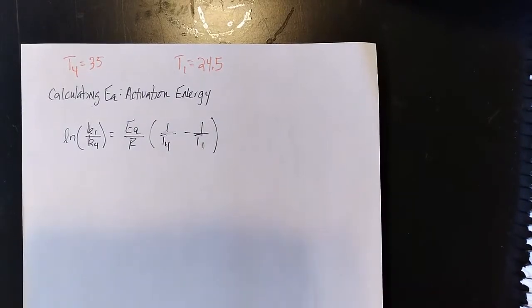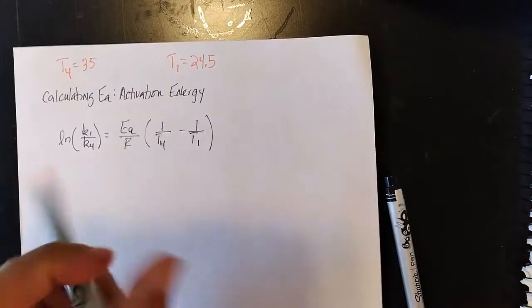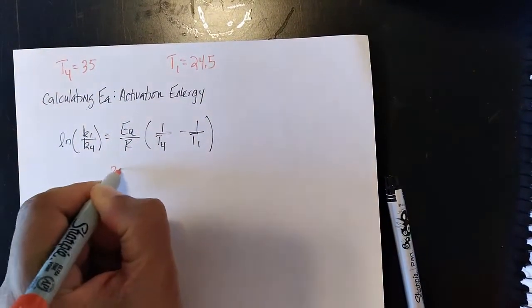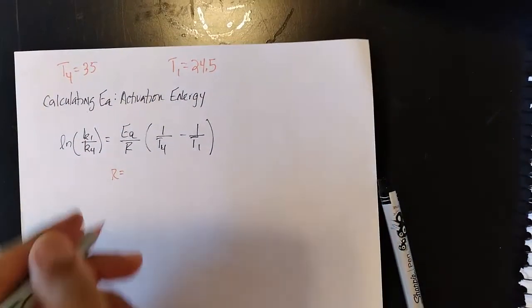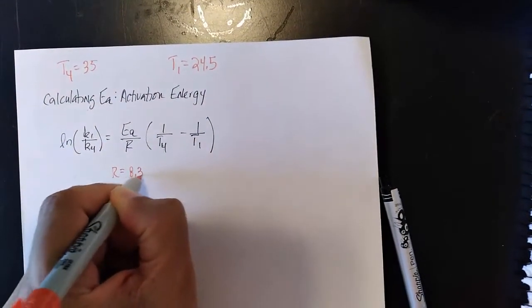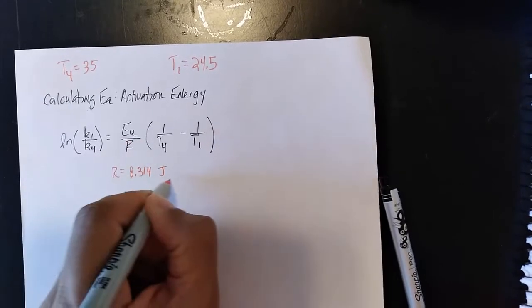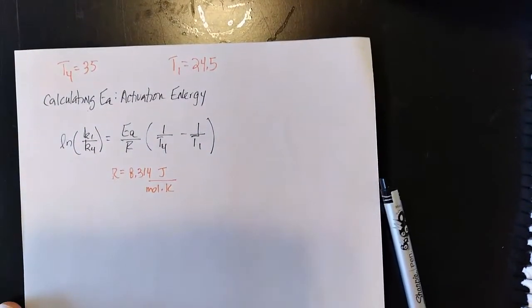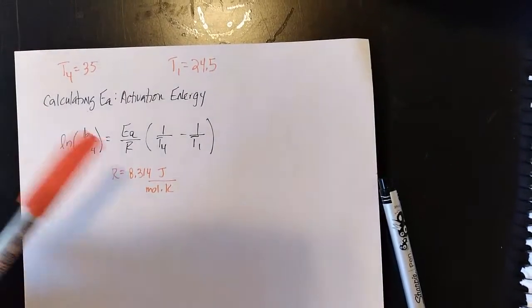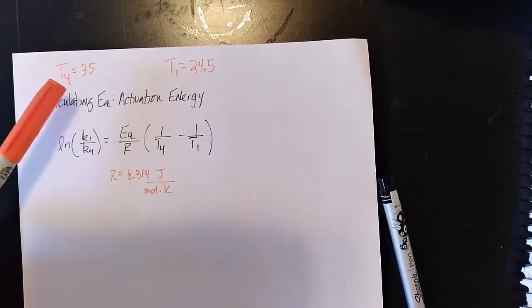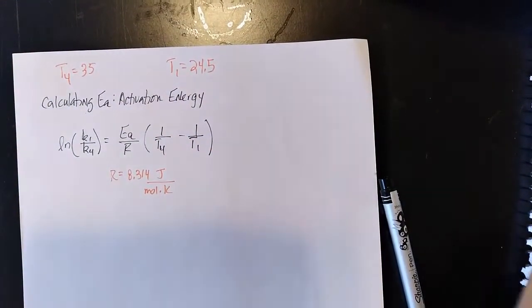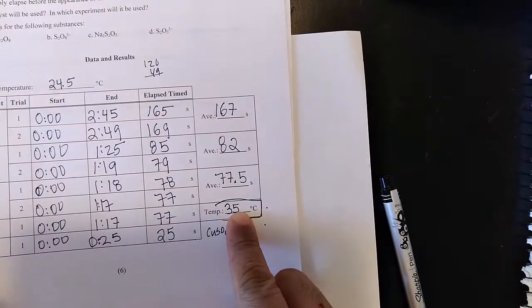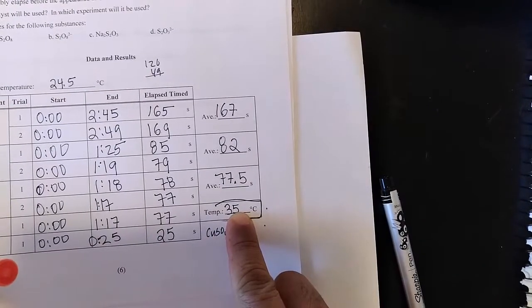A couple of things here, some constants that you need to acquaint yourself with, and I'll give all of these on exams, the constants. For R in this Arrhenius equation, we'll take the form of 8.314 joules over mole Kelvin. So T4 is 35 degrees C. That is what we did in our water bath, if you saw our demonstration.